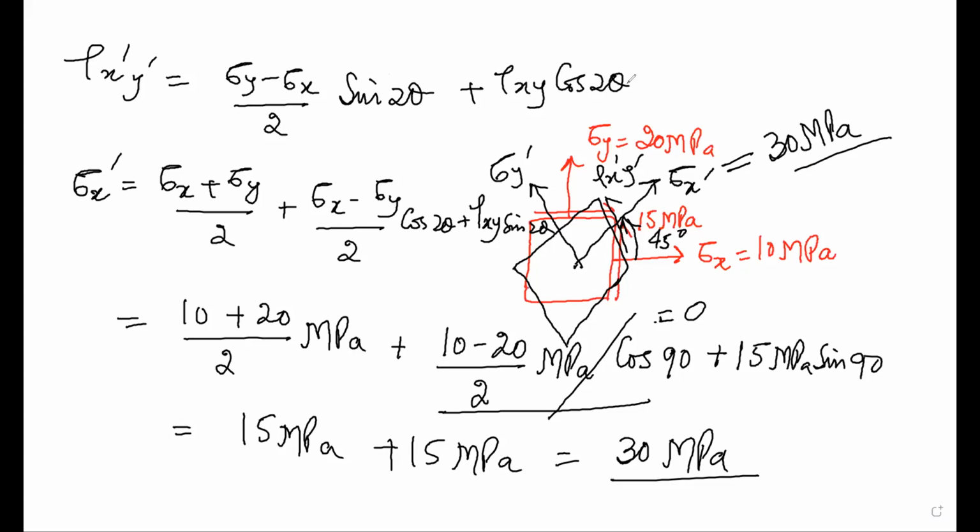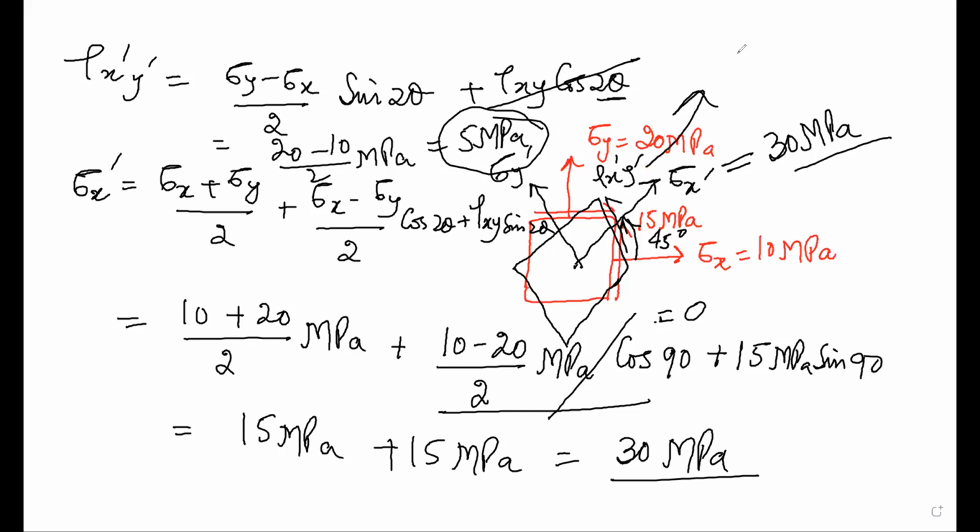Yes. So, as far as this term is concerned, this is cos 2 times 45, cos 90 is 0, therefore this term will be 0. So you will be left with sigma y minus sigma x, that is (20 minus 10)/2 megapascal into sine 90 is 1. That is equal to how much? 5 megapascal. Are you getting me or not? So how much is tau x prime y prime? 5 megapascal.